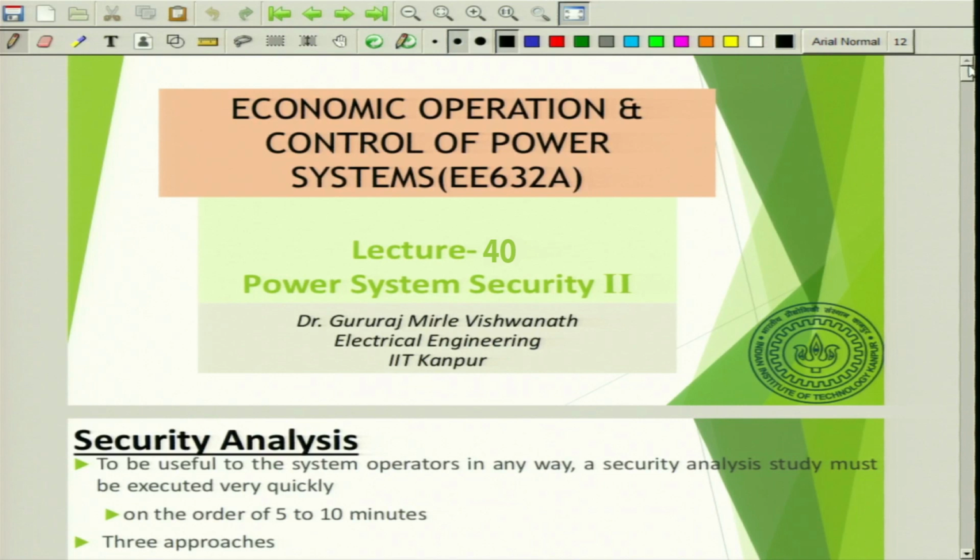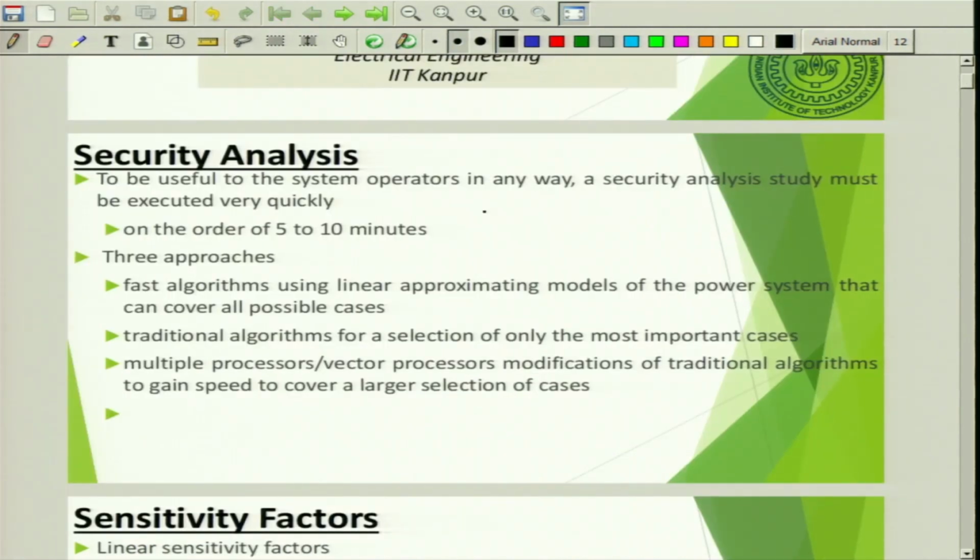So today we will continue our discussion with power system security. For a system operator to benefit, a security analysis study must be executed very quickly. Otherwise it will take a lot of time to analyze the state of a system in terms of security analysis, and then when we take the action, right? Action should be very quick, so analysis should also be very quick, on the order of 5 to 10 minutes basically. So three approaches are tentatively used.